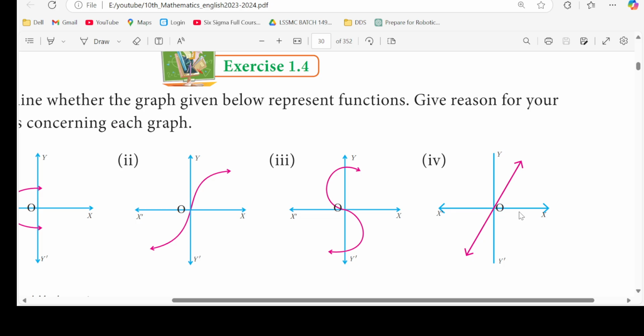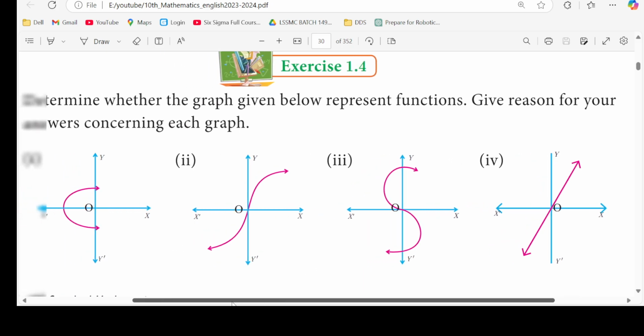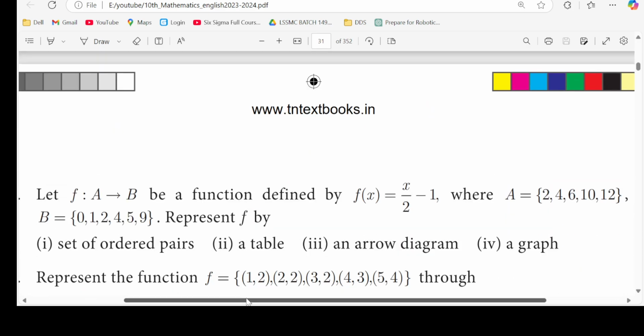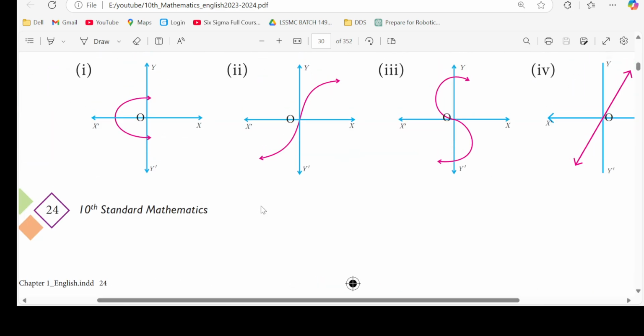For the solution, what do you have to write? You have to write: this graph 4 is a function. Why? Because this y-axis intersects the line in only one point. So this is a function. This is all about the solution of problem number 1 in exercise 1.4.